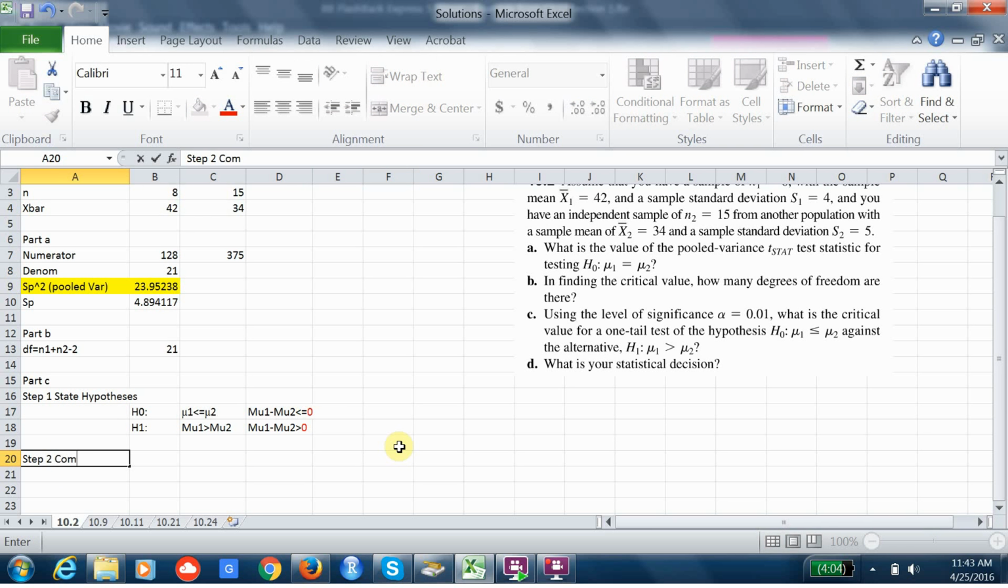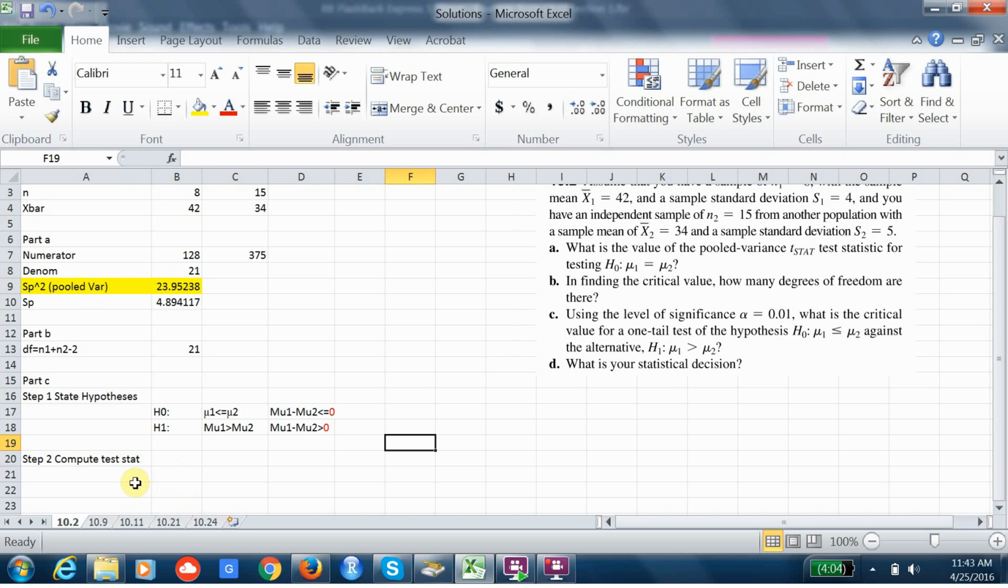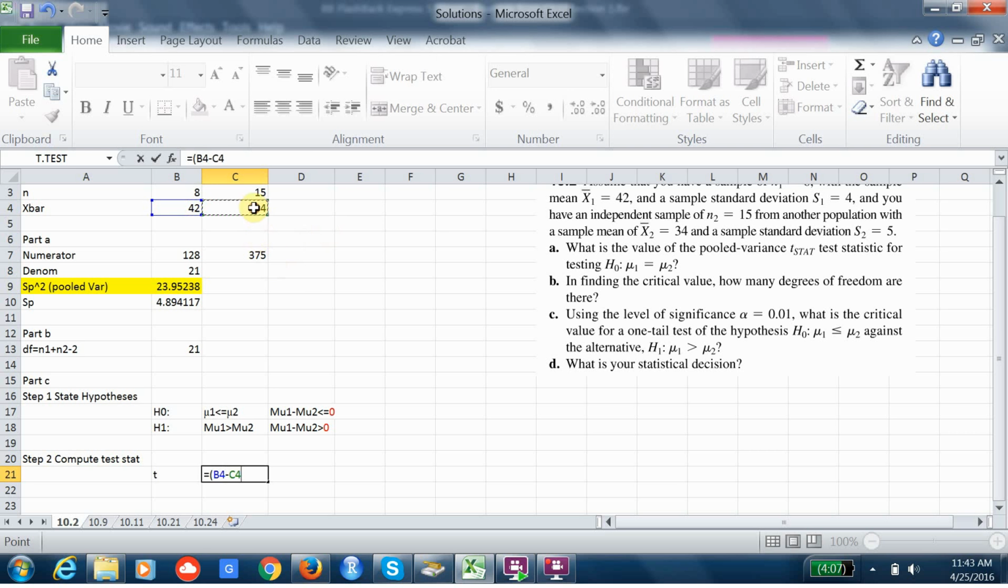Of course, this is usually the hard step. But it isn't that bad because really we've already computed everything else. If you look at the formula, you'll see that the test statistic looks like this. It's going to be a t-score, and it's just going to be equal to x1 bar minus x2 bar minus d, which is 0 here.